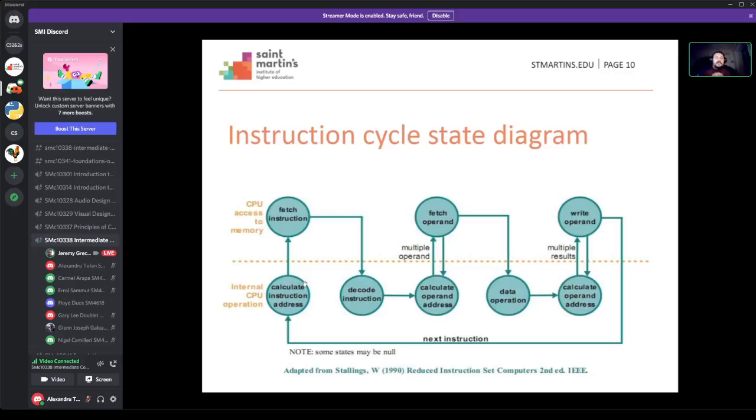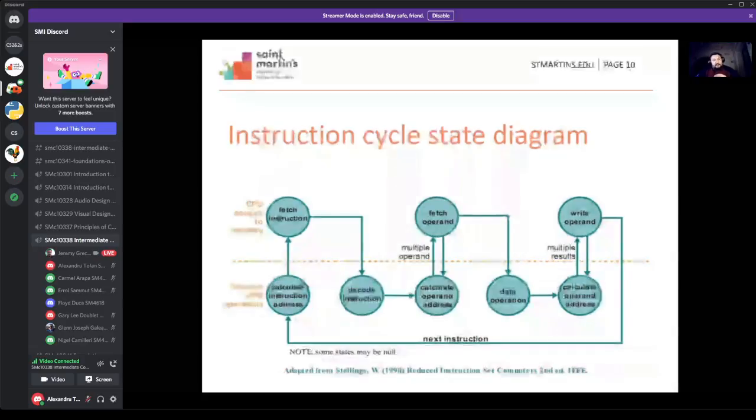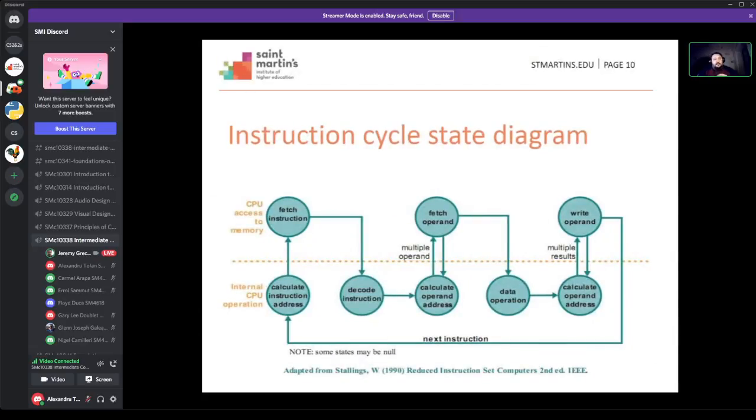This is essentially a state machine diagram, which showcases at which stage you're communicating with main memory, and at which point you're working within the CPU. Any questions up to this point? All clear. Okay.